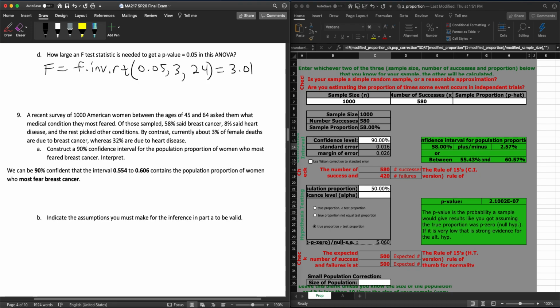And then to indicate the assumptions that you must make for this inference to be valid, this would be that the data is obtained randomly. Not systematically, but randomly. The number of successes must be at least 15. And the number of failures must be at least 15 as well.